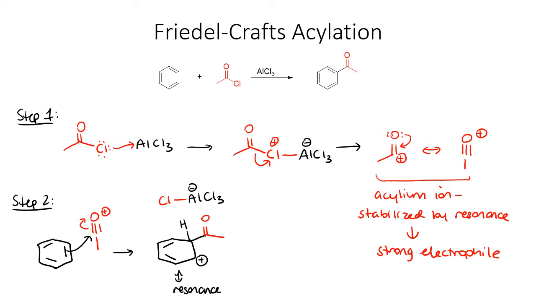And we still have a negative charge on the aluminum. So the aluminum is going to kick off the chlorine and the electrons. The electrons are going to go and take the hydrogen, and they'll go in the direction of the positive charge. Then we restore the aromaticity of the compound, and we've installed our acyl group on the benzene ring.